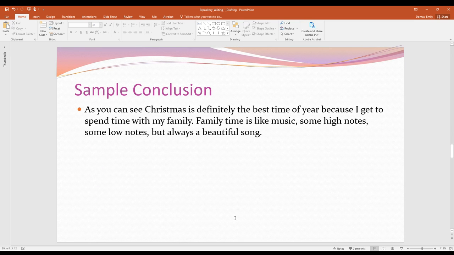So a sample conclusion would be: as you can see, Christmas is definitely the best time of year because I get to spend time with my family. Family time is like music, some high notes, some low notes, but always a beautiful song. So right here, I restated my thesis, and then that second part is kind of that truism, a truth or a lesson.